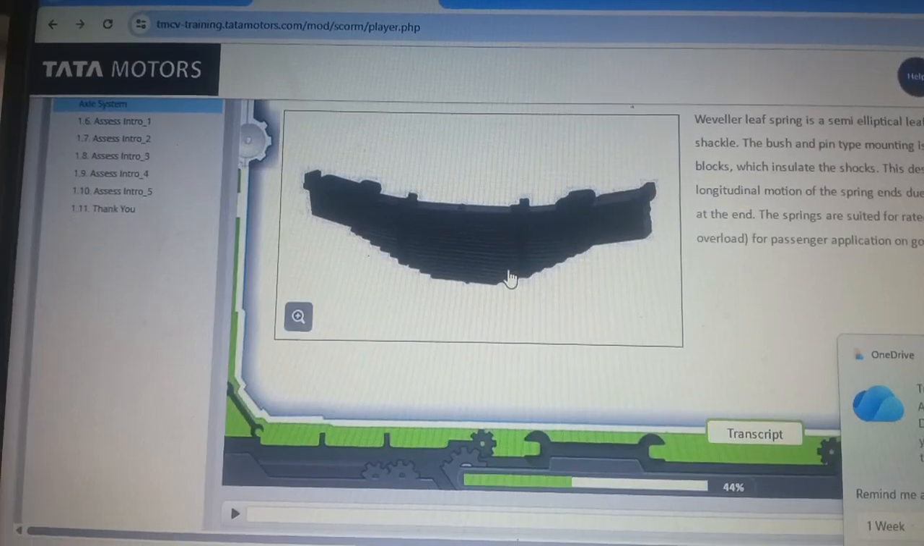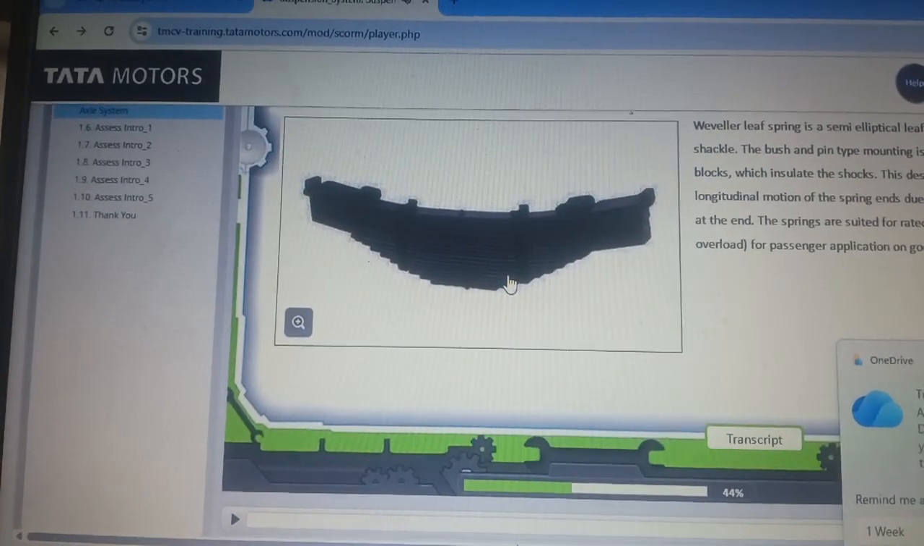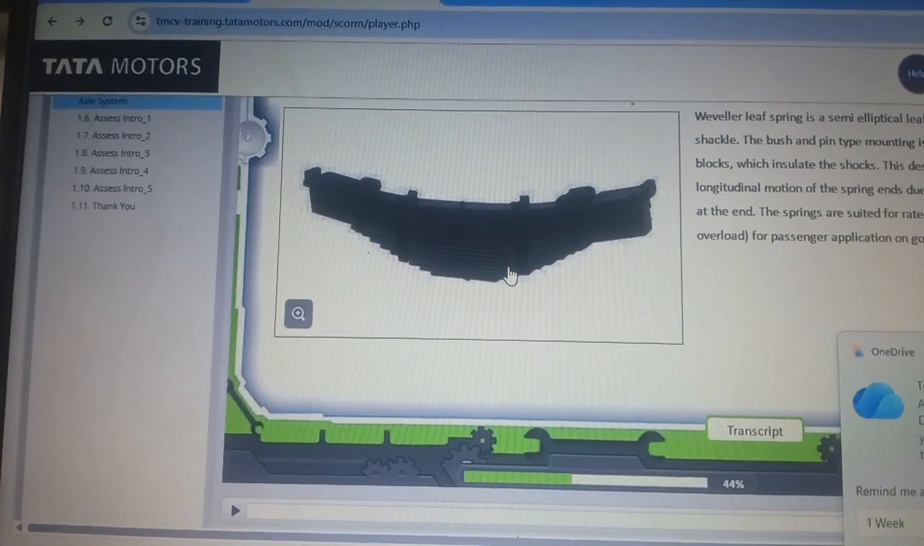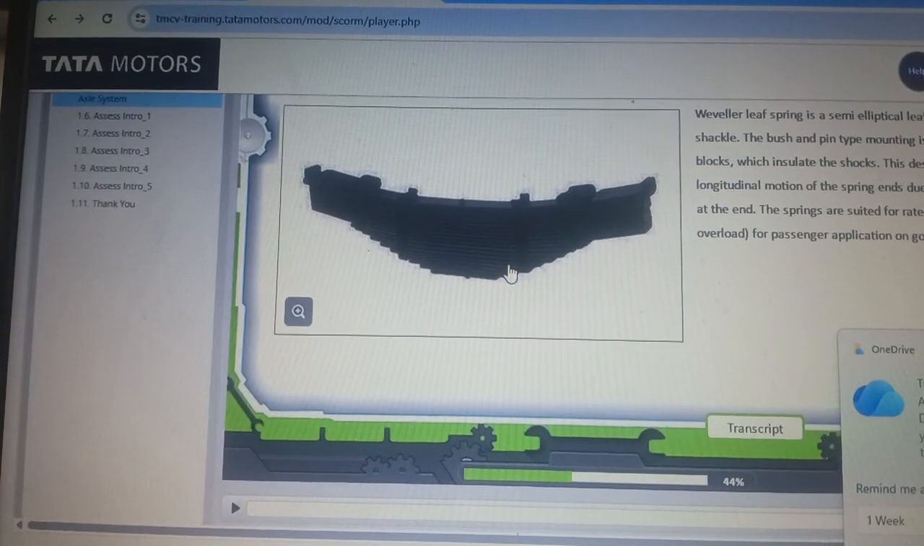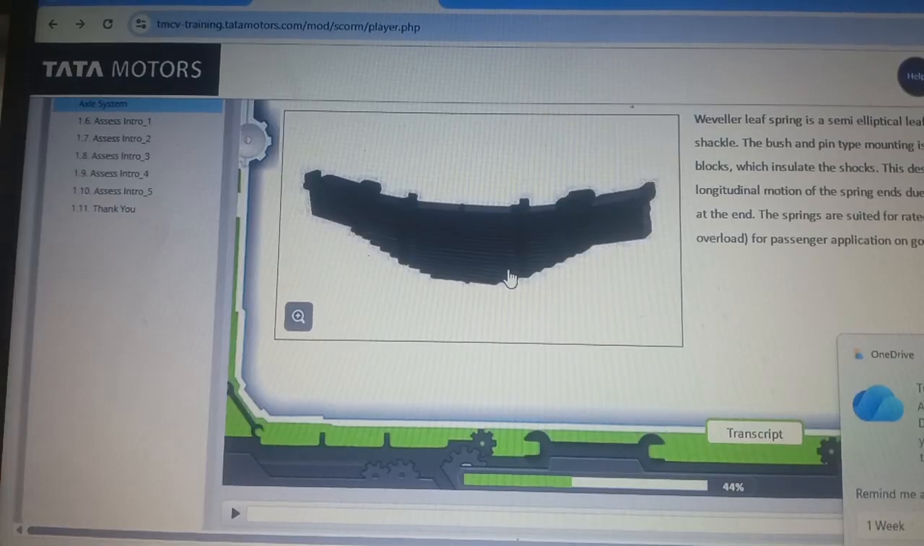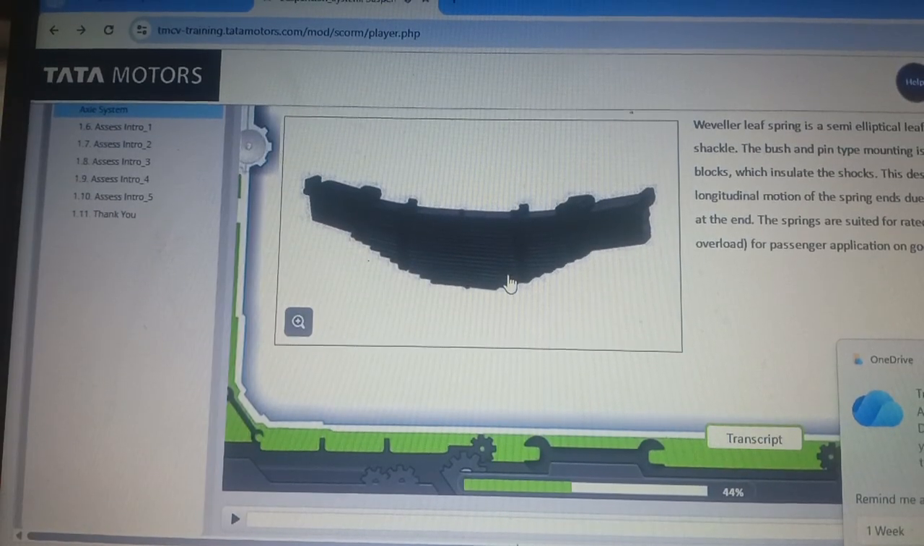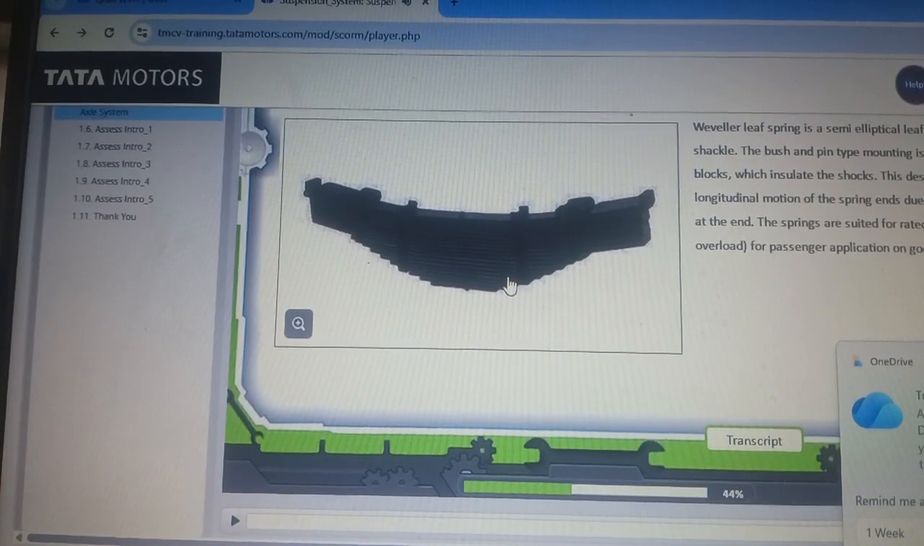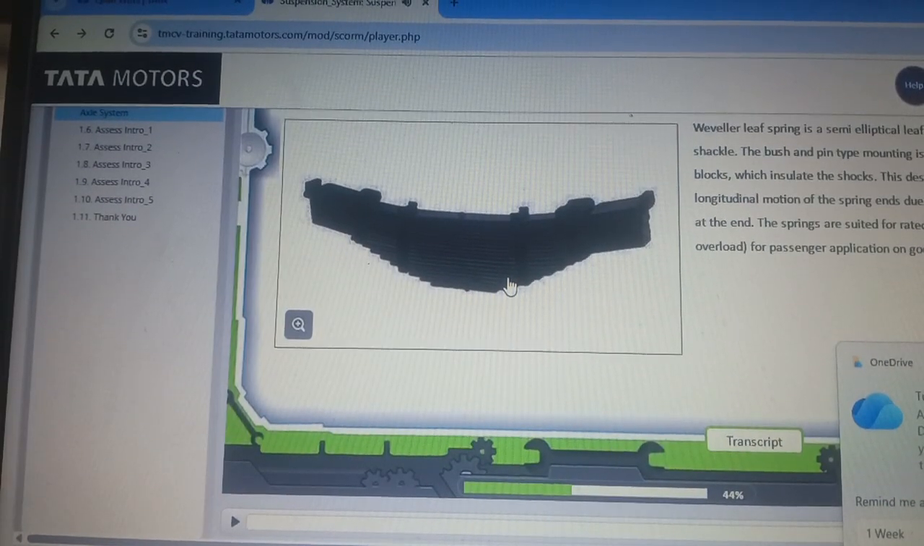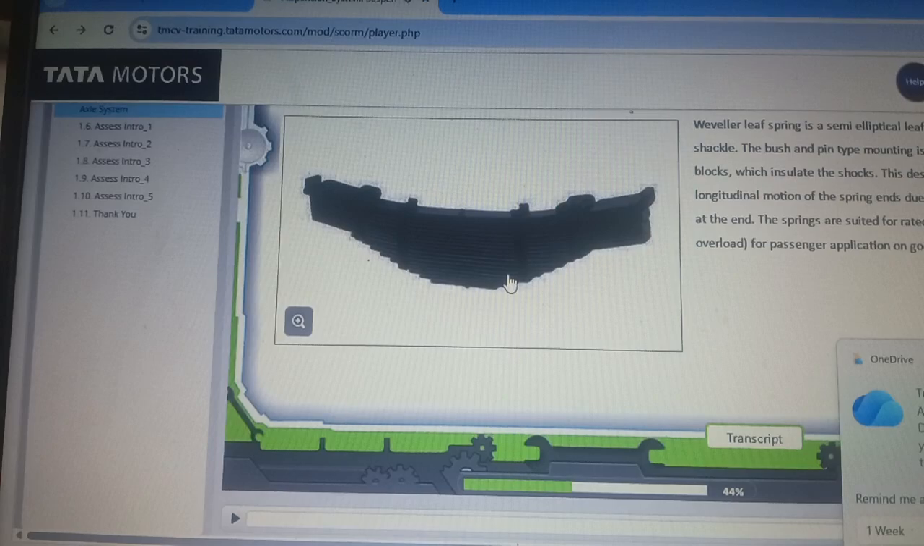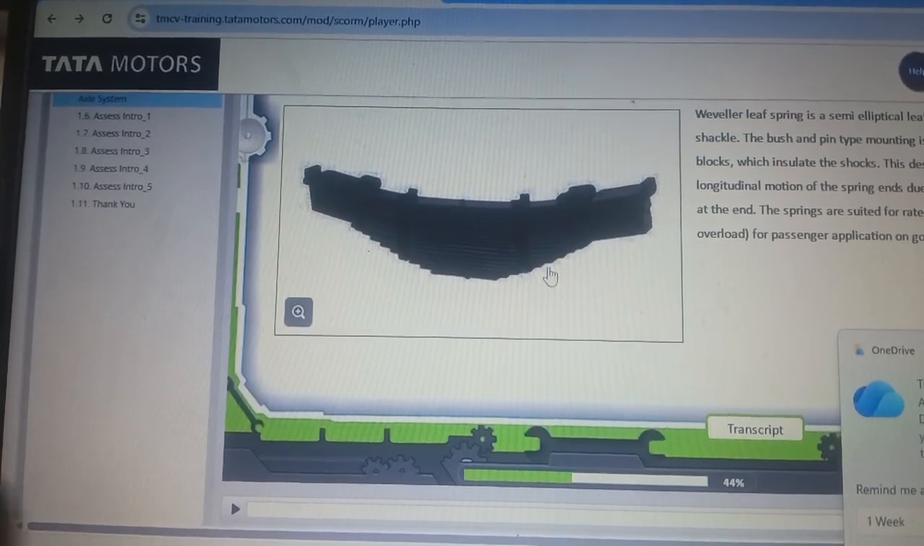Weveler. Weveler leaf spring is a semi-elliptical leaf spring without shackle. The bush and pin type mounting is replaced with rubber blocks, which insulate the shocks. This design permits limited longitudinal motion of the spring ends due to the rubber blocks at the end. The springs are suited for rated loads, without overload, for passenger application on good roads.